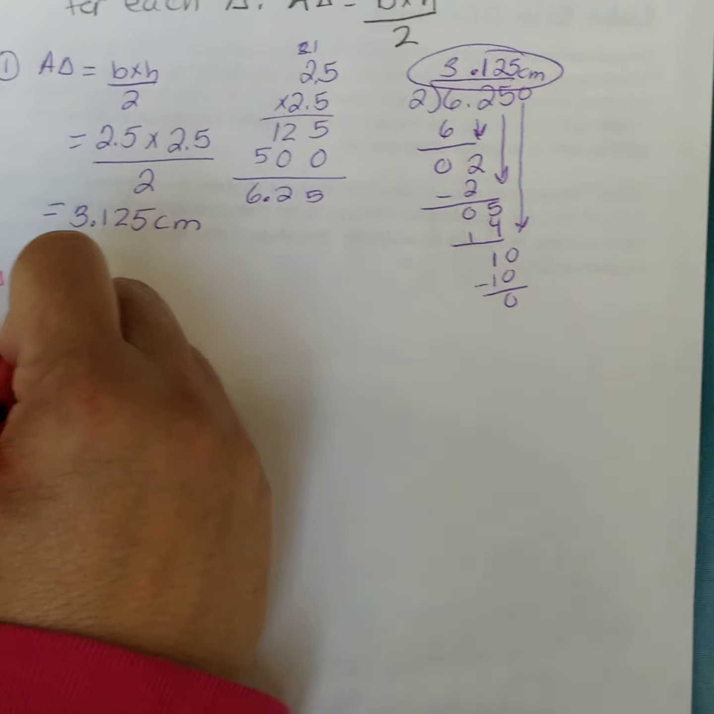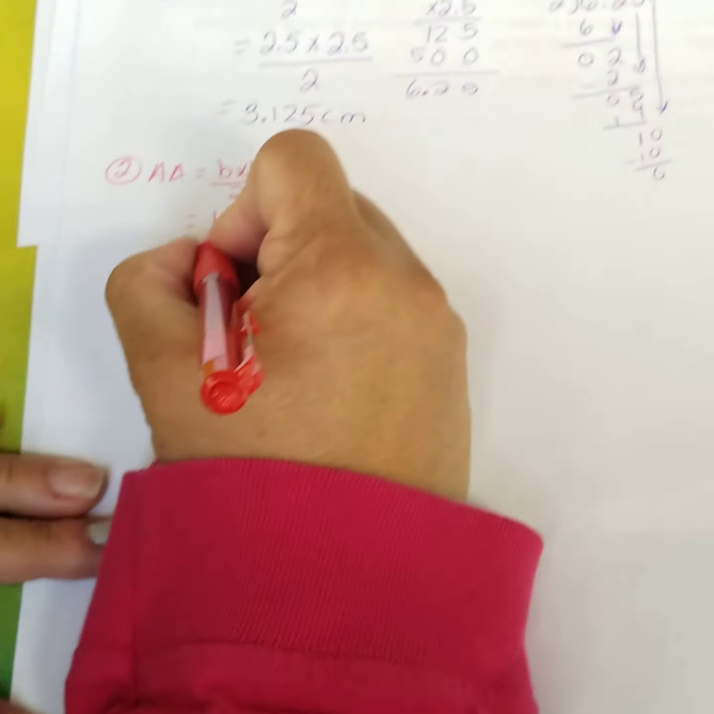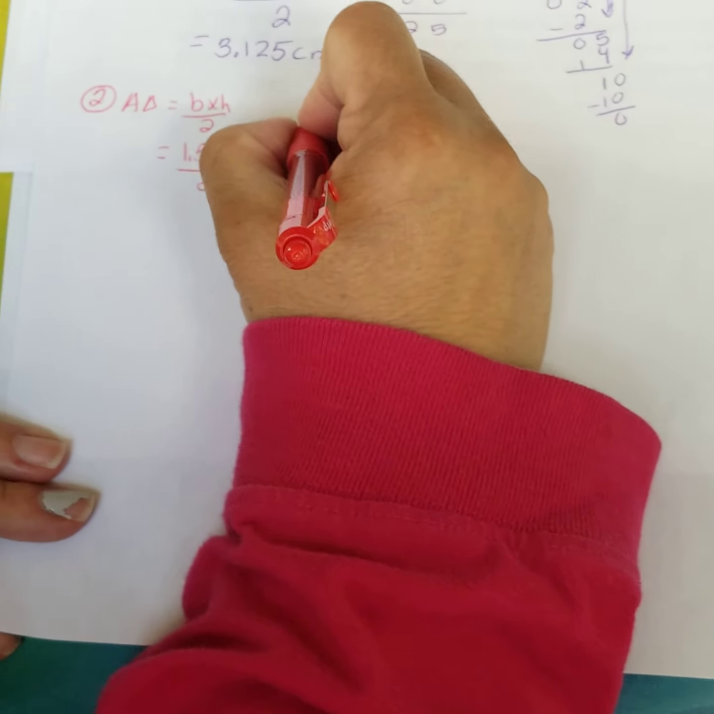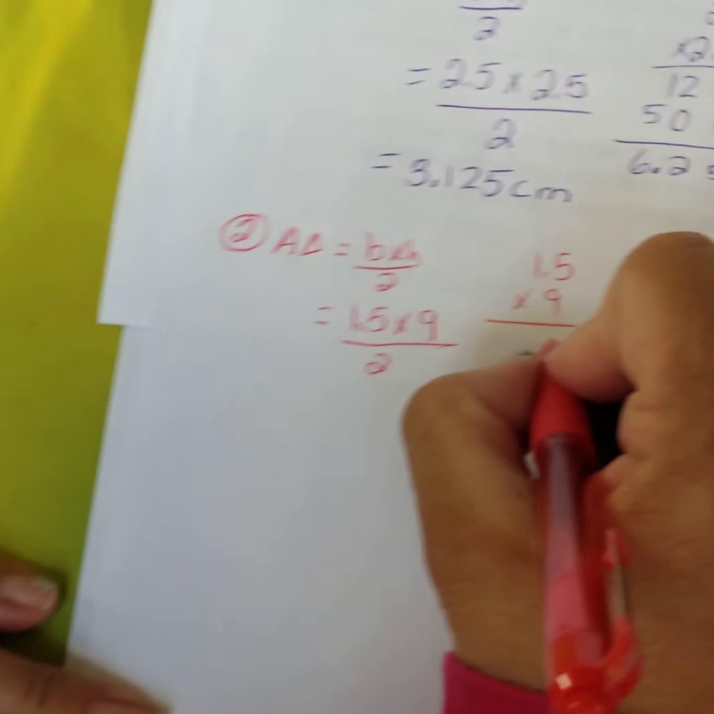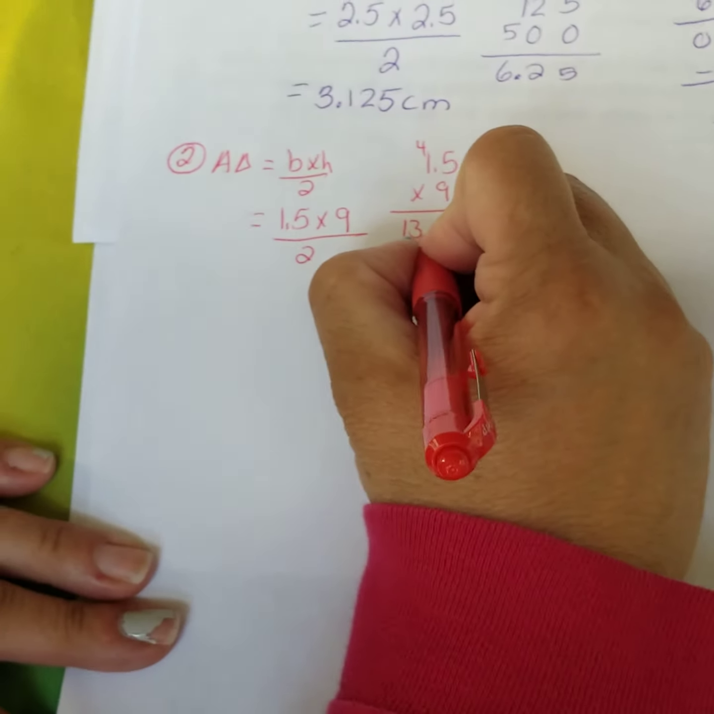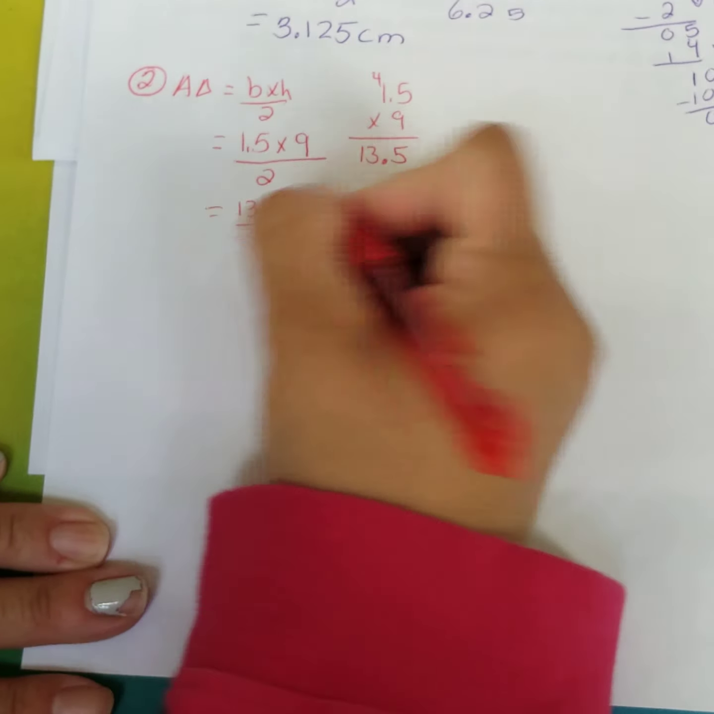Equals 1.5 times 9 divided by 2. So 9 times 5 is 45. That would be 13.5. So this is 13.5 divided by 2.